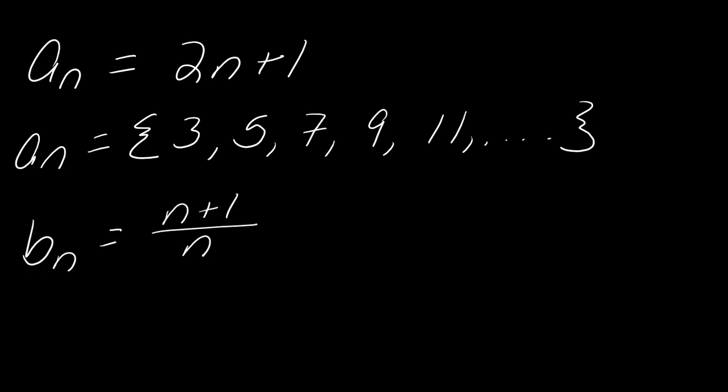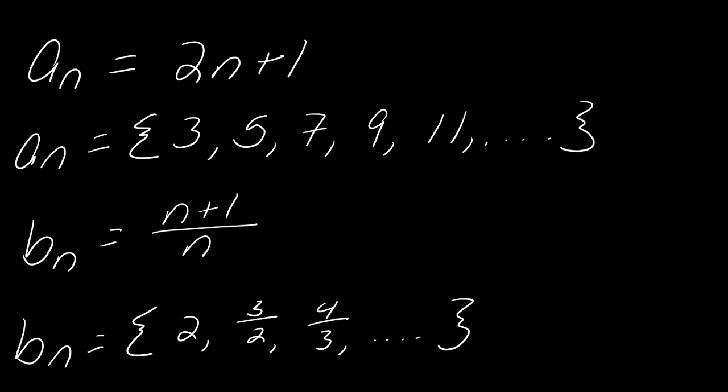Okay, just to do one other one just for funsies. Let's say I have something like b sub n equals n plus 1 over n. So again, if I wanted to do that same sequence notation, the first term would be 2 over 1, then 3 over 2, 4 over 3, so on and so forth. So you can really define a sequence however you want.